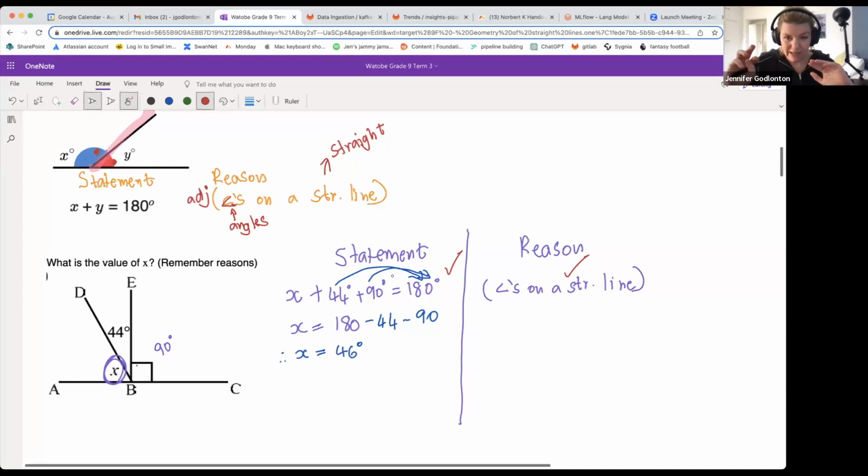Now, the tricky thing here is if you don't give a reason, often they don't also give you the mark for the statement. So it's kind of like a 2 or nothing situation. And then you'll get a mark for your answer of x equals 46 degrees.